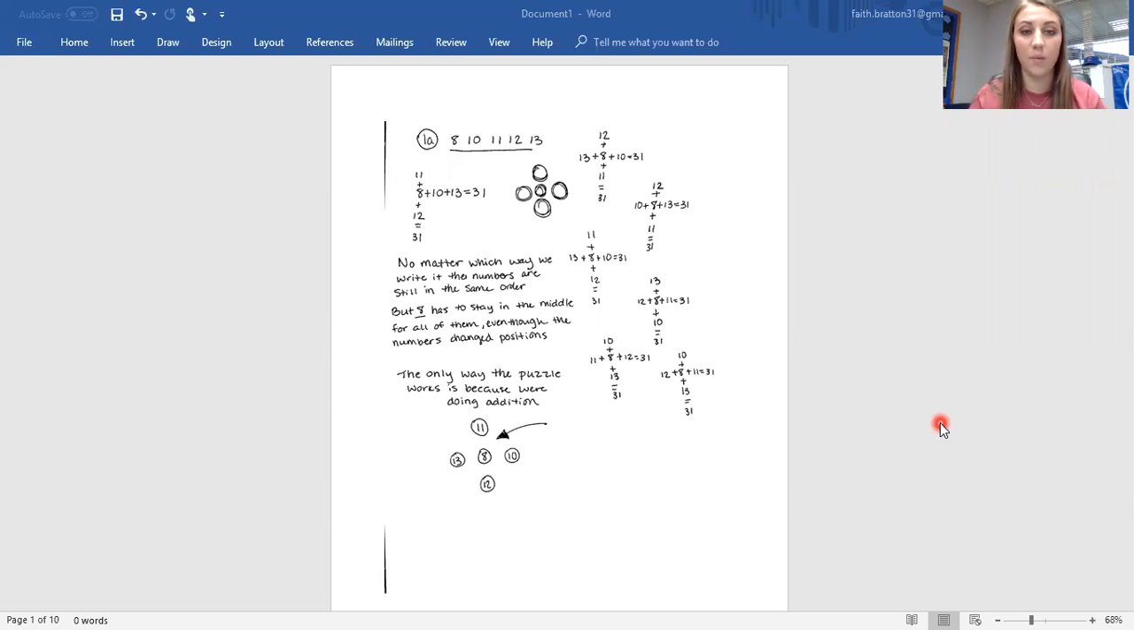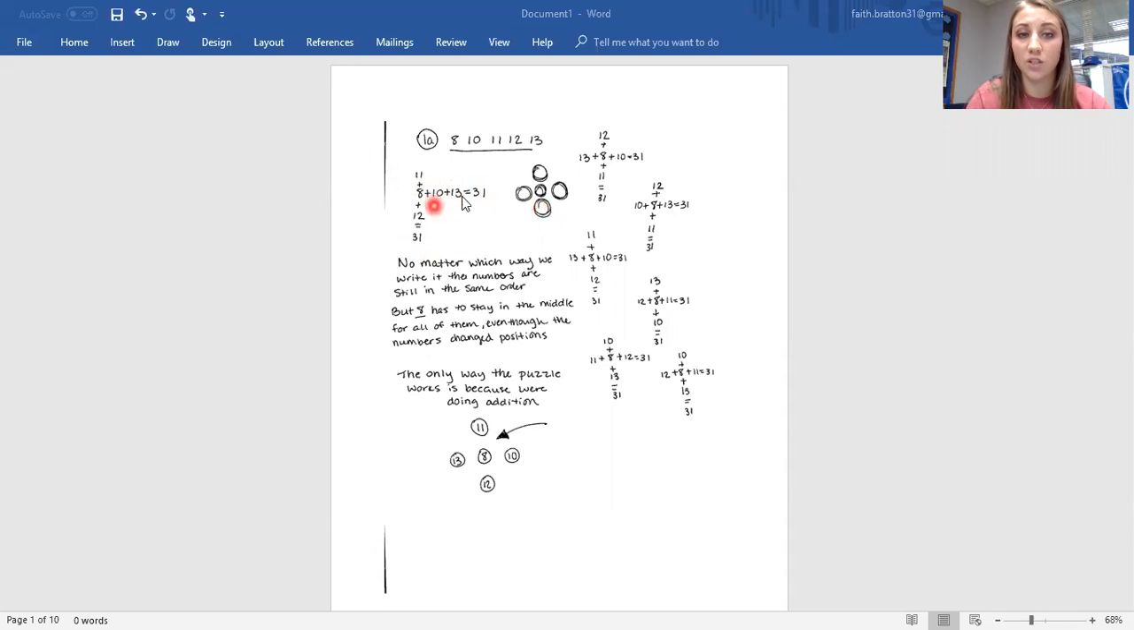Okay, so we're going to start with number 1. They've given us the numbers 8, 10, 11, 12, and 13, and they're asking us to place the digits in the circle to find the sum across so that they all equal the same. Whichever way you put the numbers, as long as 8 is in the middle, it equals 31.